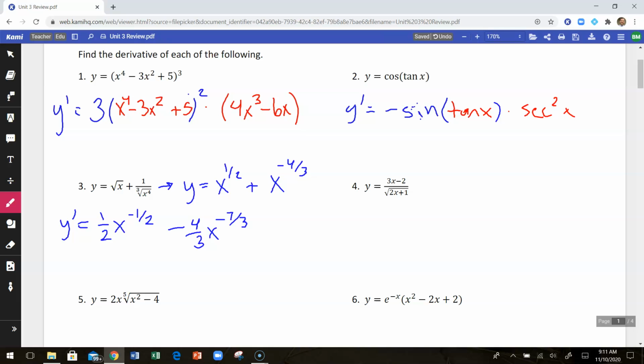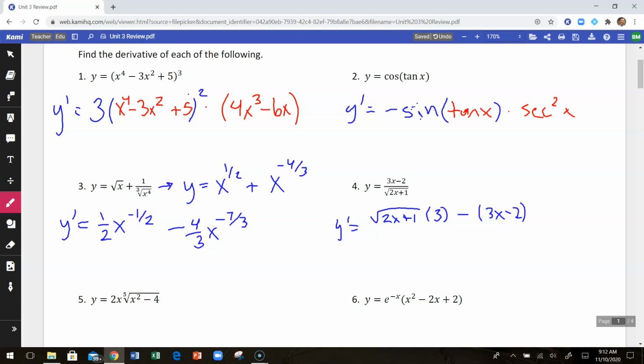Number 4, we're going to need to use the quotient rule to start off with, but we are going to have a chain involved here as well because we have the square root of a function on the bottom. So we have a function inside of a square root function. So there is going to be a chain involved here, but we're going to start with the quotient rule. So the quotient rule would say the bottom times the derivative of the top, which would just be 3. Minus the top, 3x minus 2, times the derivative of the bottom.